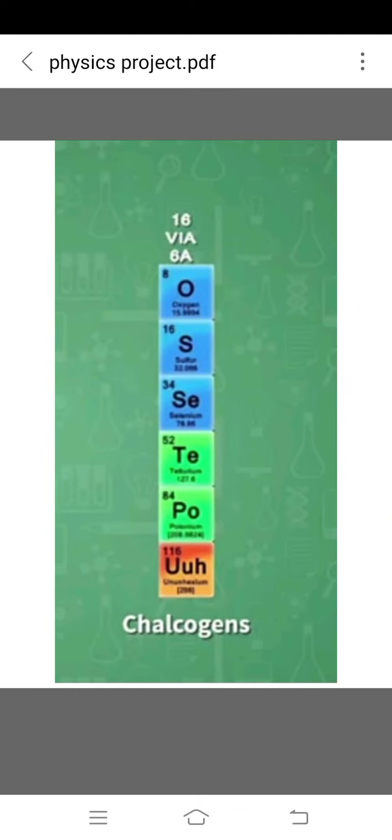Chalcogens. The 6A or 16th group elements are called the chalcogen family because the elements in group 16 form ores with metals. It is derived from the word chalcogen. Its valence electrons are 6 and valency is 2.